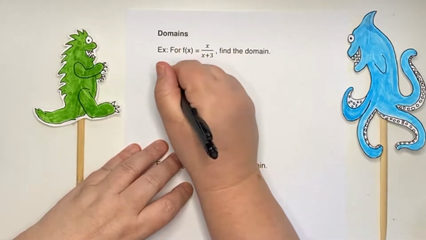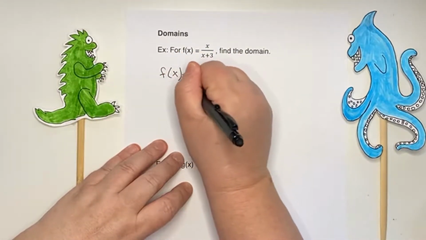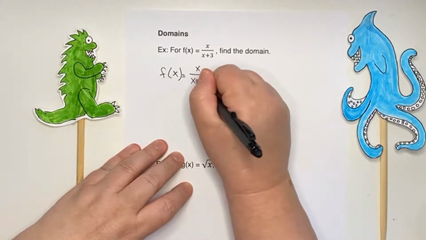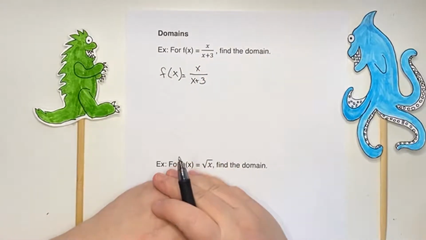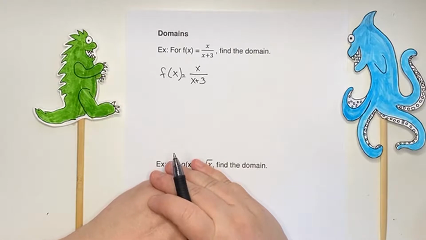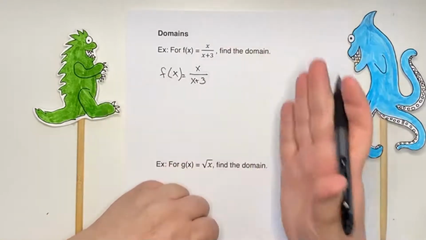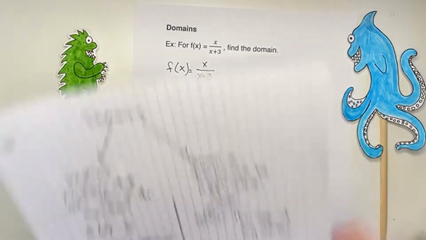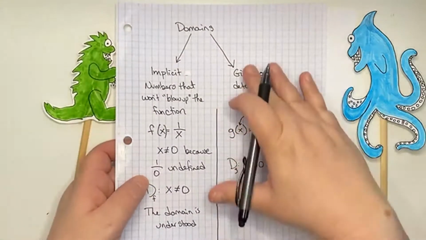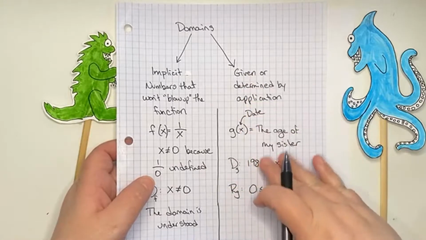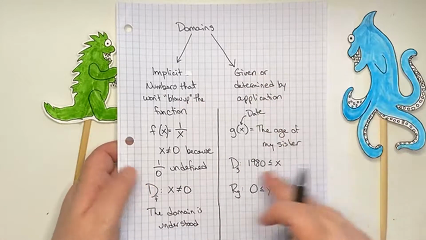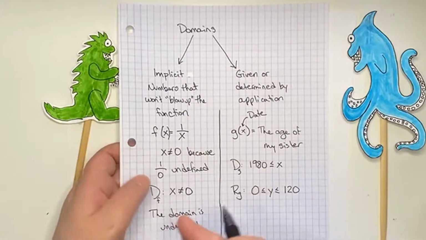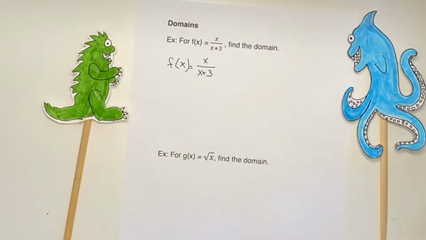So if I have f of x equals x over x plus 3, and I've asked you to find the domain, basically what you need to do is, you know nothing about what the meaning is. So remember, of the two types of domains, the meaning one with the application, like with my sister's age, that's out the window. We don't know that. All we can focus on is the algebra. So let's look at the algebra here.